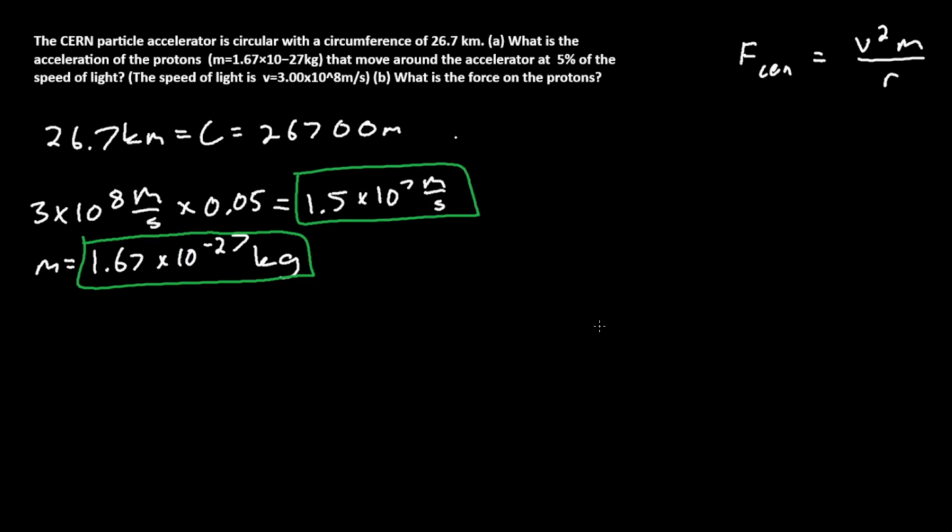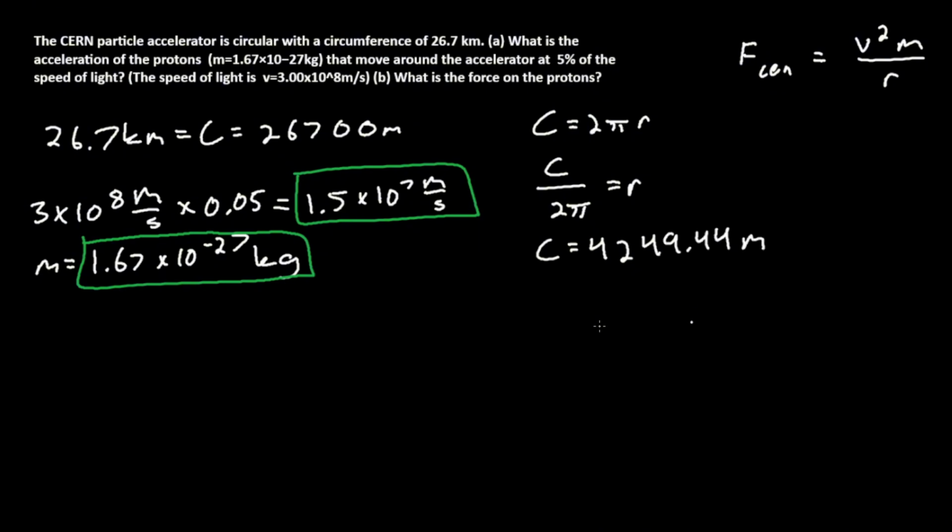We have the circumference, but we don't have the radius. But remember, the circumference is just equal to 2 pi times r. So if we divide the circumference by 2 pi, we should get r. You should have gotten about 4,249.44 meters. Oh, radius. Sorry, not circumference. Radius.